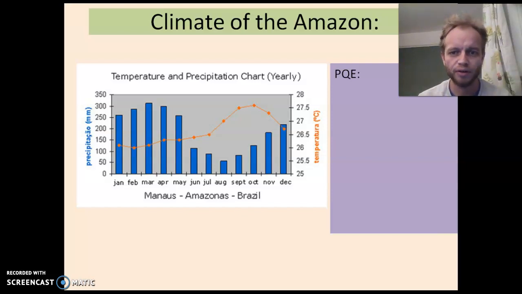Be careful on this graph. This graph is a bit of a trick one in that the range of temperature is actually very, very small, even though it looks like there's a significant change. You know, it ranges between 26 and 28 degrees, so that's something to be careful about.